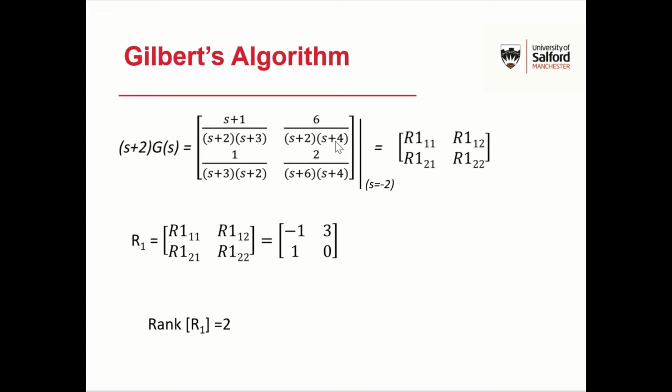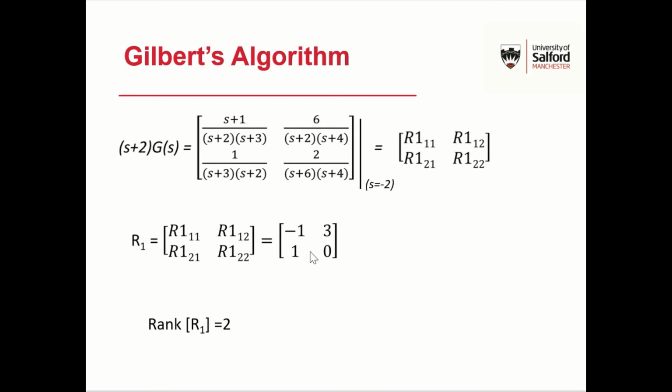So we get 6, and s is minus 2. So it's minus 2 and 4 is 2. 2 into 6 goes 3. The next one is, again, the s plus 2 comes here and cancels with that. So you get 1 over minus 2 plus 3, which is 1. Now on this one, the s plus 2 doesn't cancel, so when you put s is minus 2, the top line is 0, so that becomes a 0.